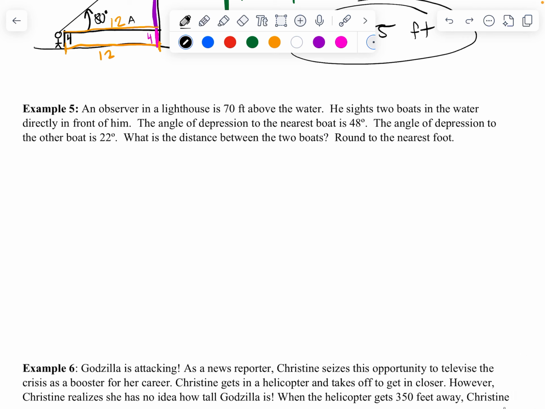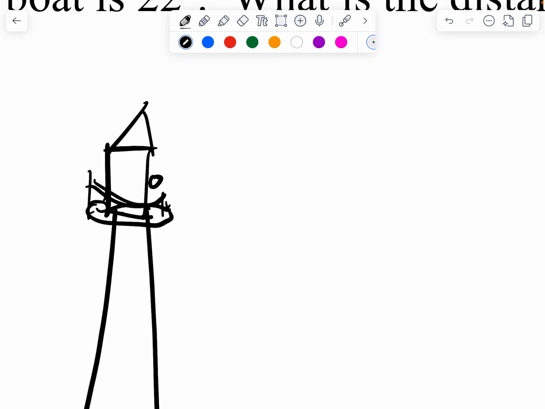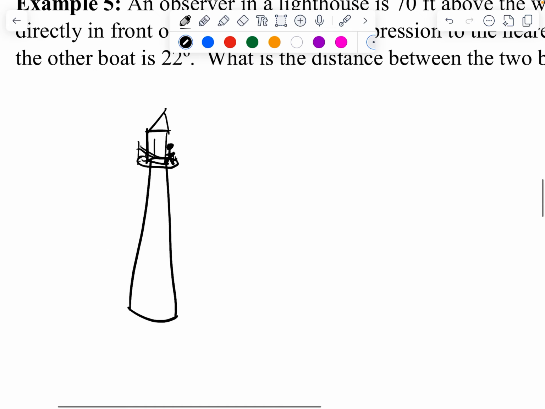So we have an observer in a lighthouse. So back to my amazing lighthouse drawing skills. This lighthouse is not as impressive, but you know what? That's fine. Maybe I'll make a guardrail on this one because we specifically are told we have a person. All right, here's my person. There's the light in the lighthouse. I'm still going with the barber pole effect. I think it looked awesome.